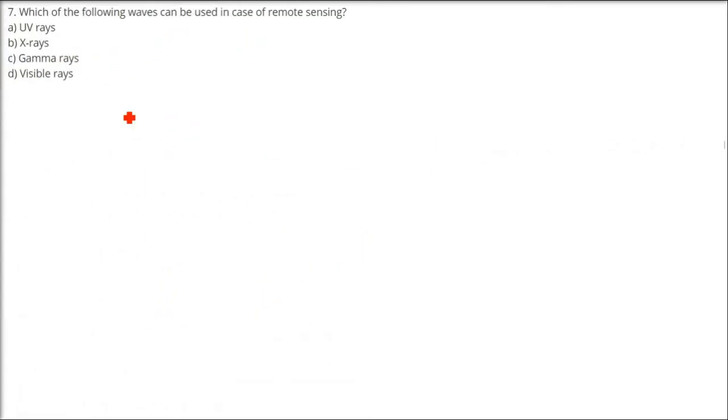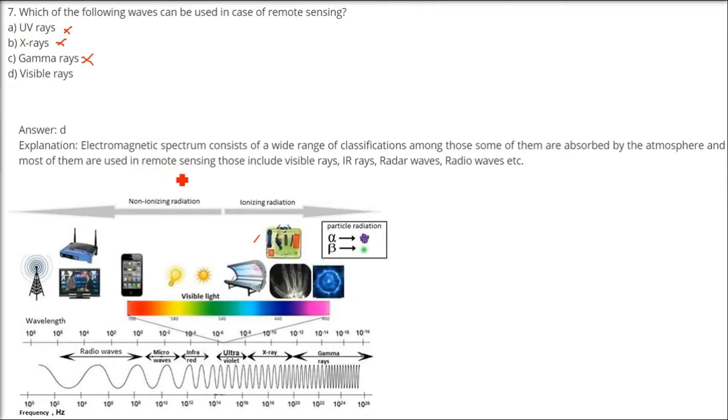Which of the following waves can be used in case of remote sensing? So of course we have seen UV, X, gamma we cannot use, because if you see your camera or a mobile camera, you employ the sunlight or use these lights which are there, artificial light. So in the electromagnetic spectrum, we have different kinds of classification, and there are certain places where the rays are absorbed by the atmosphere, and most of them are used in remote sensing. These visible, IR, radar and radio waves we use.